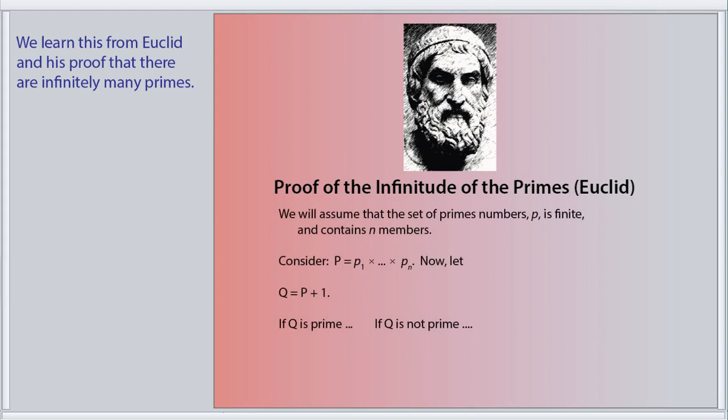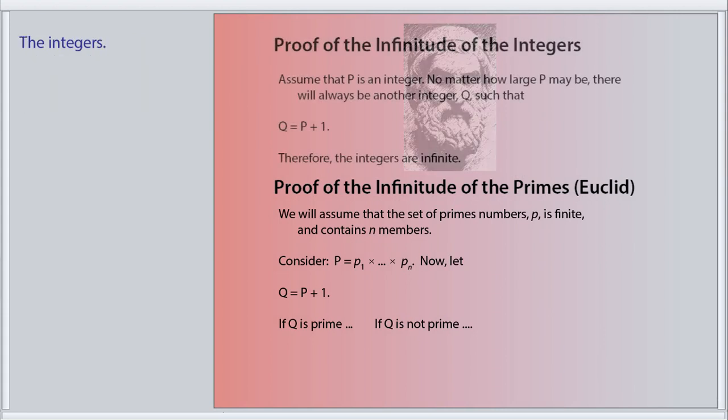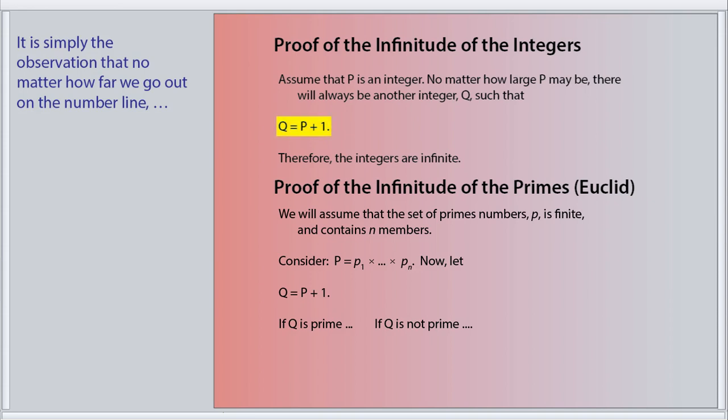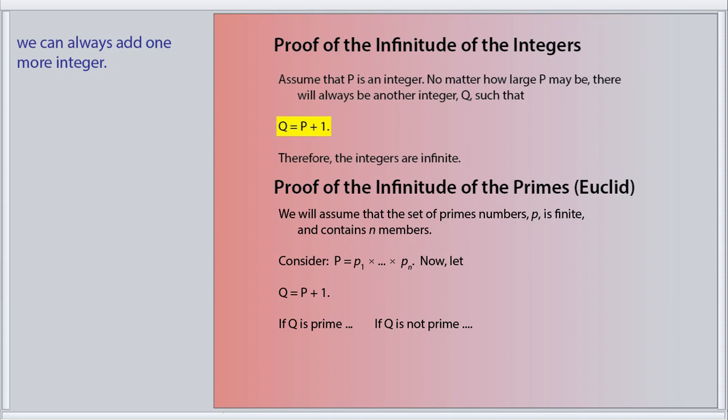We learn this from Euclid and his proof that there are infinitely many primes. So, which infinite set does Euclid link the primes to in his famous proof? The integers. The proof of the infinitude of the integers is so simple that we can forget there even is such a proof. It is simply the observation that no matter how far we go out on the number line, we can always add one more integer. Euclid actually includes that proof as his link to the integers.